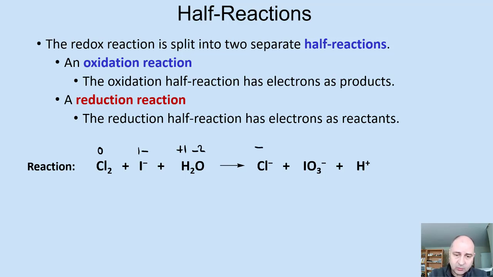Chlorine here is -1, so we can see right away that chlorine was reduced. It gained an electron, went from 0 to -1. So might as well go ahead and write that down here. We have Cl2, which each chlorine needs 1 electron, so we need to add 2 electrons here, and we produce 2 chloride ions. So this is the reduction.